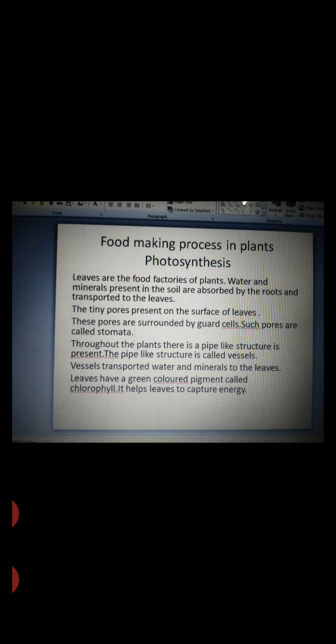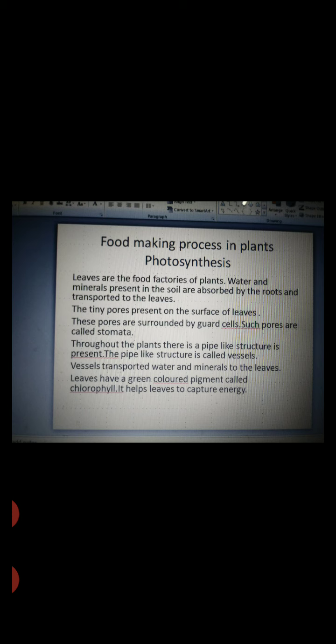Throughout the plants, there is a pipe-like structure present that is called vessels. What is the function of vessels? Vessels transport water and minerals to the leaves.